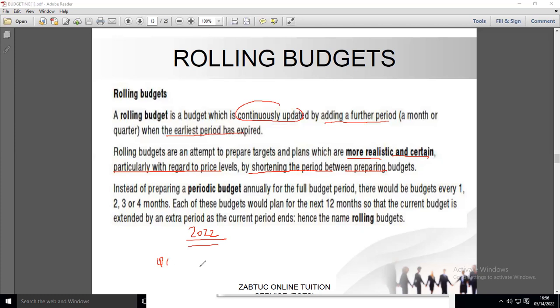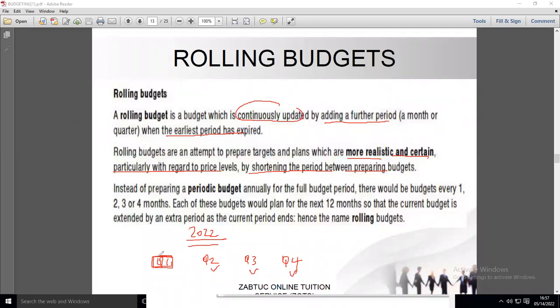Quarter 1, quarter 2, quarter 3, quarter 4. Okay, so what we do is, shortly before 2022 starts, we take quarter one and convert it into a detailed budget. So this one is quite detailed. The others are more at focus level.